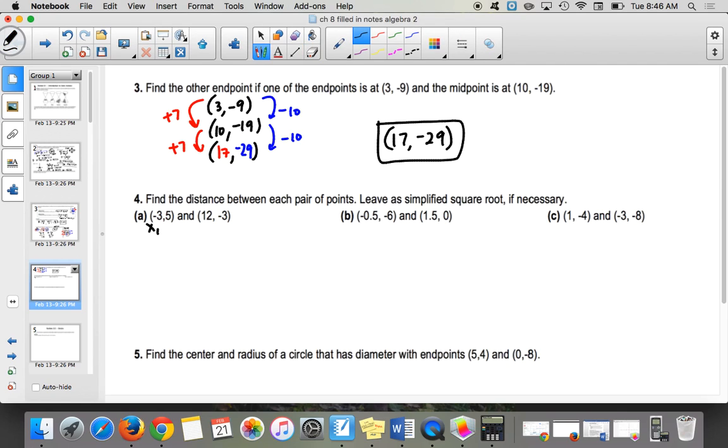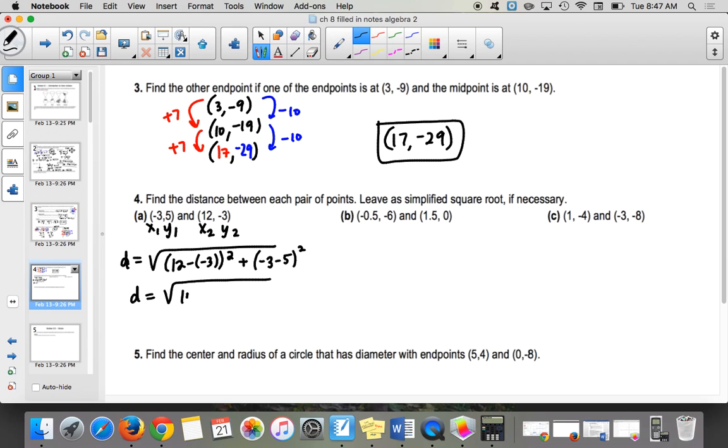All right, so this first one. So we have our x1 and our y1, and we have our x2 and our y2. So my distance formula is going to be x2 minus x1, so 12 minus a -3 squared. And then y2 minus y1, so -3 minus 5 squared. So I get 12 minus a -3 is 12 plus 3. So I have 15 squared. And I have -8 squared.